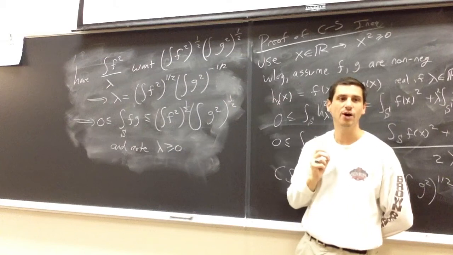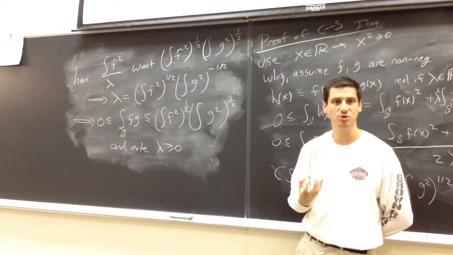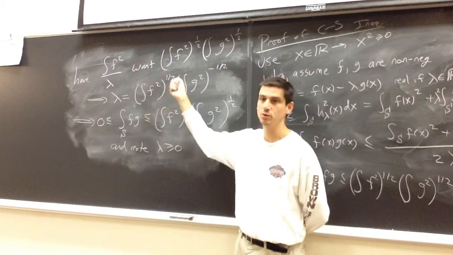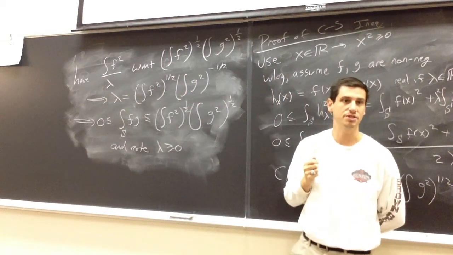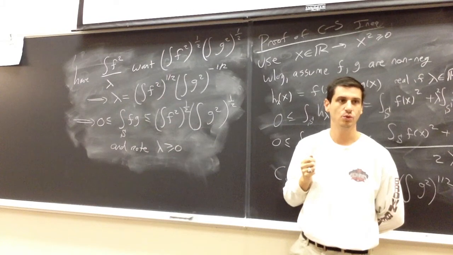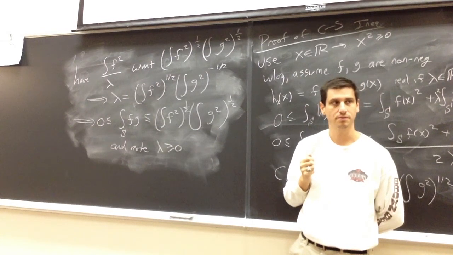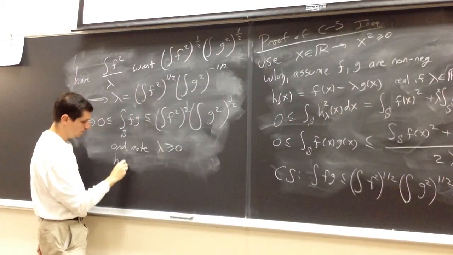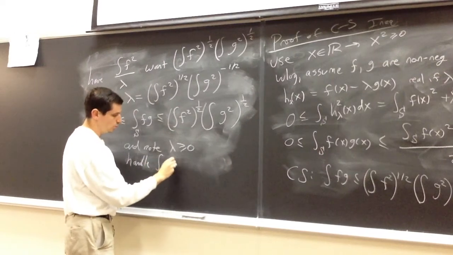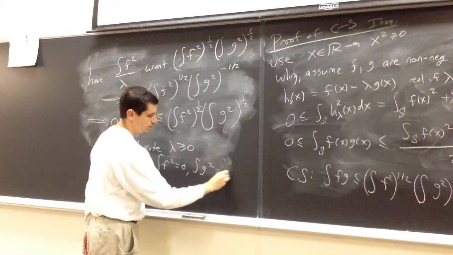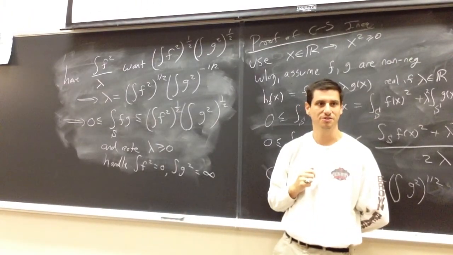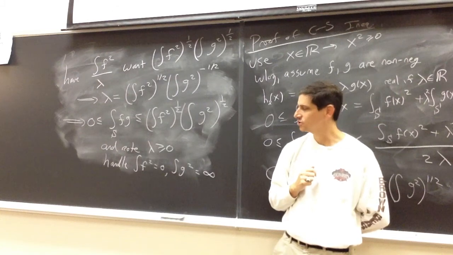There's an asymmetry in how f and g appear. One occurs with positive exponent 1/2, one occurs with negative exponent, -1/2. So if the integral of f squared is 0, then lambda will be 0. There's another way lambda could be 0. What's the other way lambda could be 0? G is infinite. So handle the integral of f squared equals 0, and the integral of g squared equals infinity. All right, these are not difficult cases to handle. What would it mean if the integral of f squared is 0?